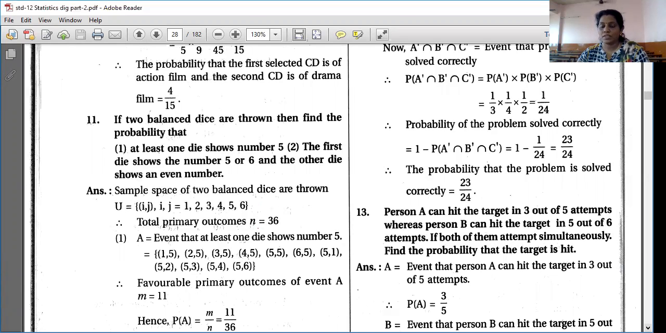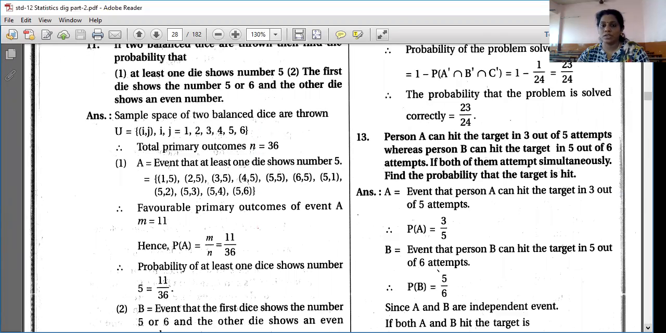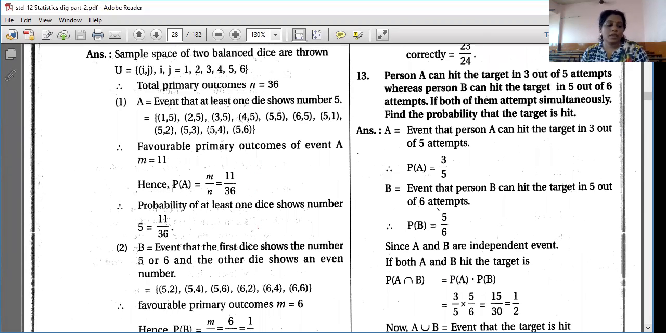Let's see. Okay, solve it and see, so your confusion will be clear. Next sum: a person A can hit the target in 3 out of 5 attempts, whereas a person B hits the target in 5 out of 6 attempts. If both of them attempt simultaneously, find the probability that the target is hit.